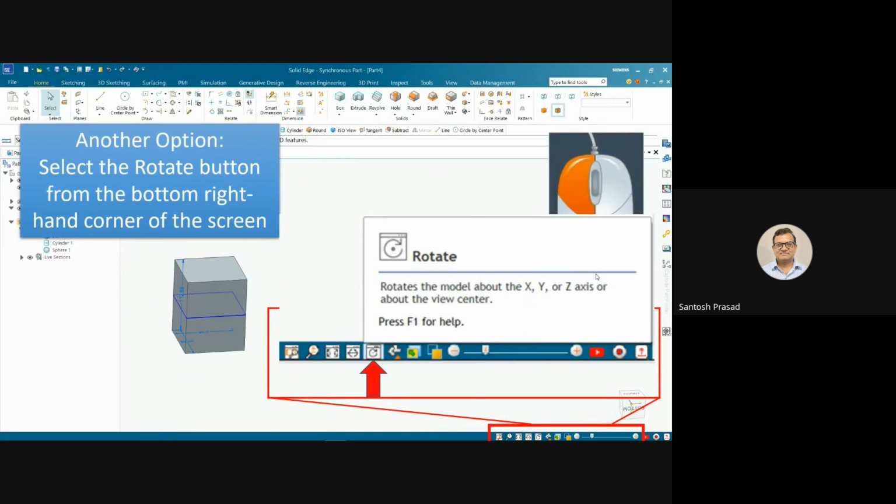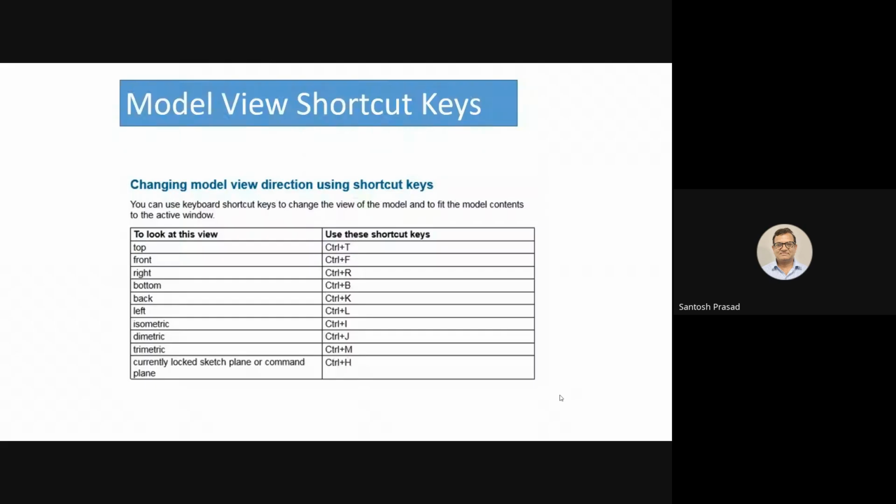Then there are some other options at the bottom of that, which we'll see while working in the software. There are also shortcuts available to orient the model. For the top orientation, you can press Control T. Similarly, we have some more shortcut keys for the view orientations.